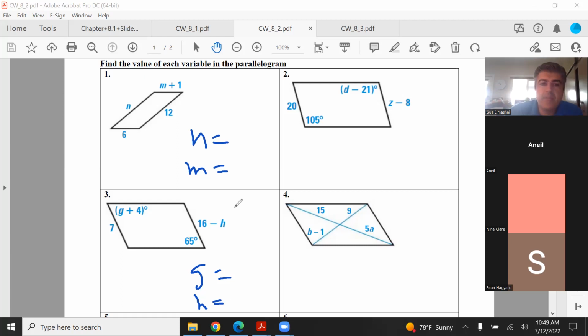Okay. I hope we get M is 5. Not that hard. N is 12. There we go. Here you get G is 61. Here you should get H is 9.